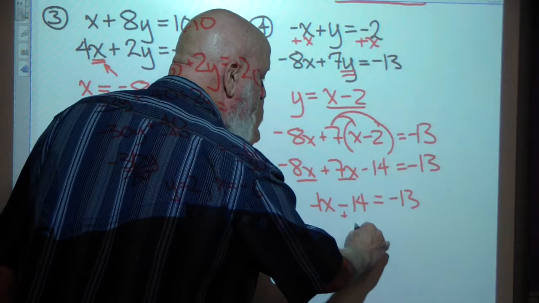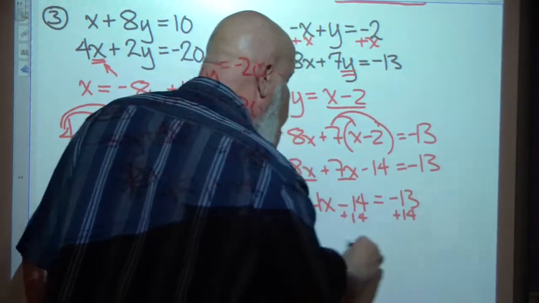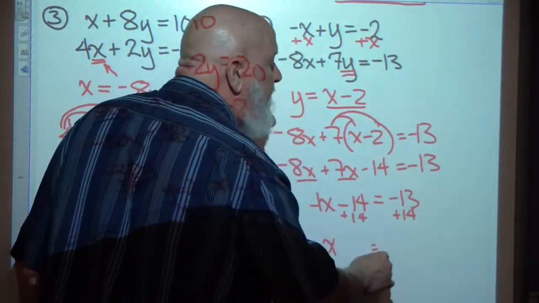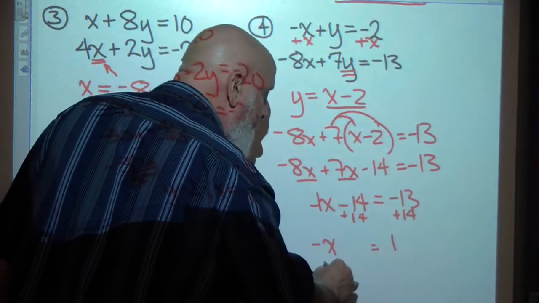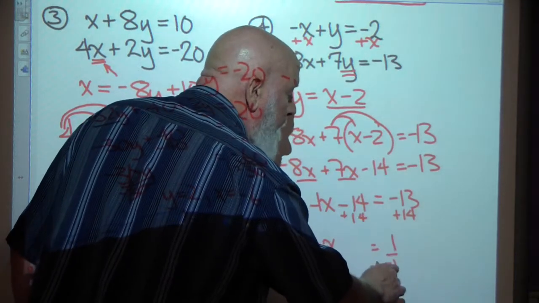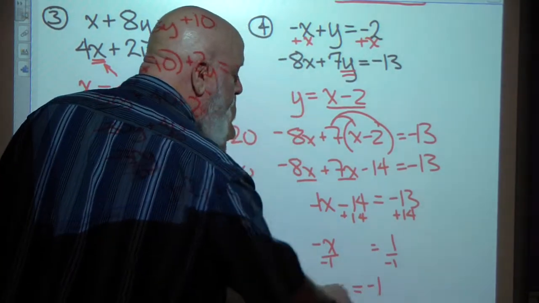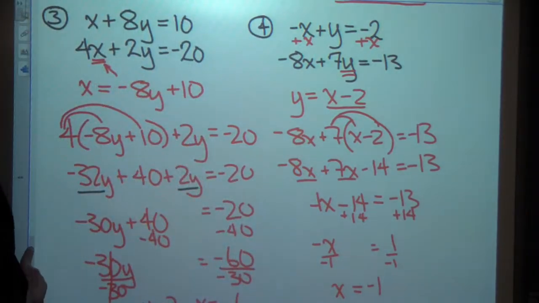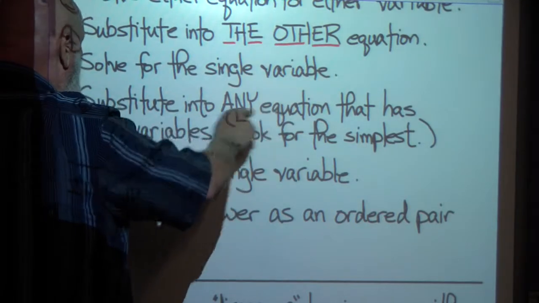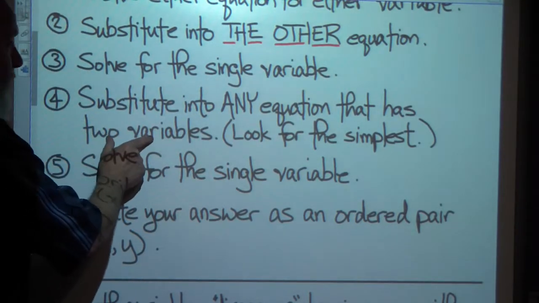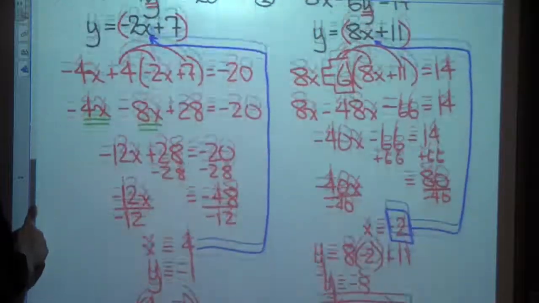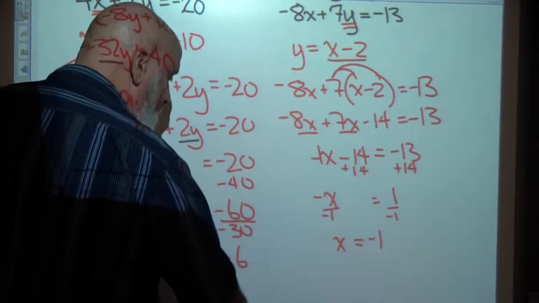Here we go. Adding 14 gives me negative x, or you could call it negative 1x, is equal to 14 minus 13 is 1. Dividing both sides by negative 1 will yield x is equal to 1 divided by negative 1, which is negative 1. So the value of x is negative 1. Now I have solved for the single variable. I plug that in to any equation that has two variables. You have to pick an equation that has two variables, plug that value I just found in, and solve for the other variable. I always look for the simplest equation to plug it into, and that's right here.